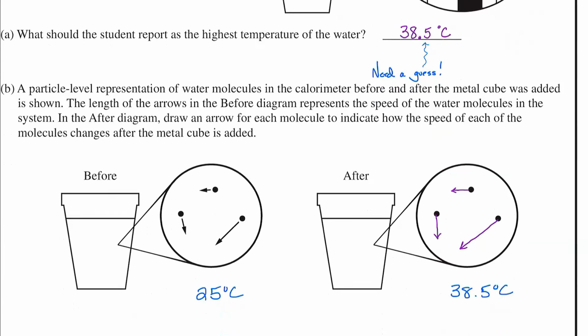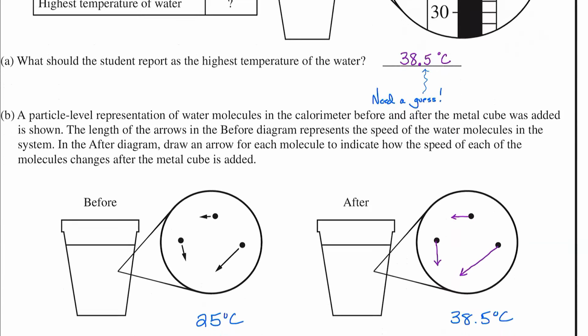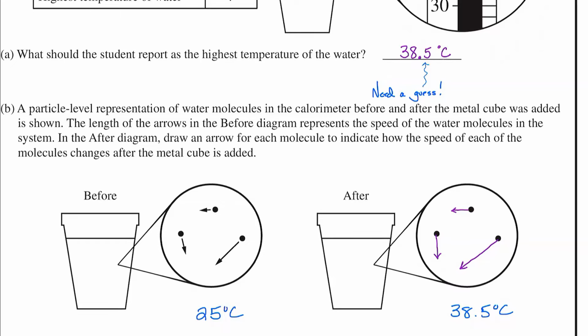I can't believe this. Now, the final temperature was 38.5, and it's higher than the initial. So with this particular diagram, they wanted you to draw arrows here on the after. And I really can't believe this is a question. What we know is that temperature is proportional to average kinetic energy. So at a higher temperature, on average, these molecules would be going faster, or moving at a higher velocity. So all I did was make every arrow a little bit longer.